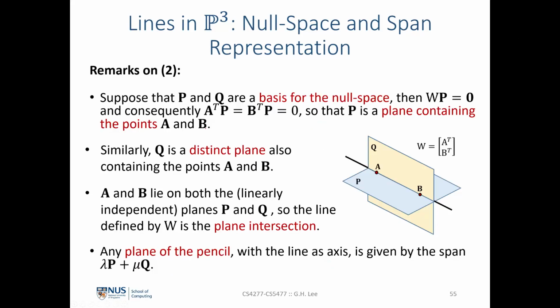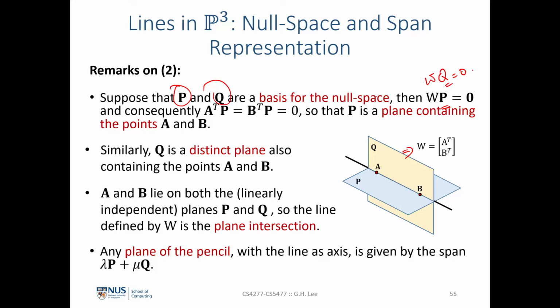So what this means is that suppose we have a plane P and another plane Q over here, which is the basis for the null space of this W, which is representing the line over here. Then we would have W multiplied by P equal to 0, since P is in the null space of W. Similarly, W multiplied by Q is also going to be 0, since Q is also in the null space of W.